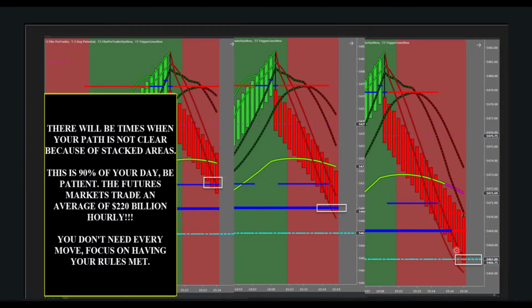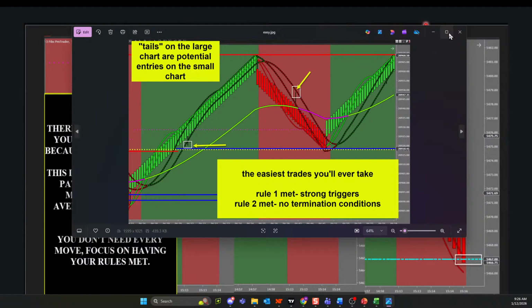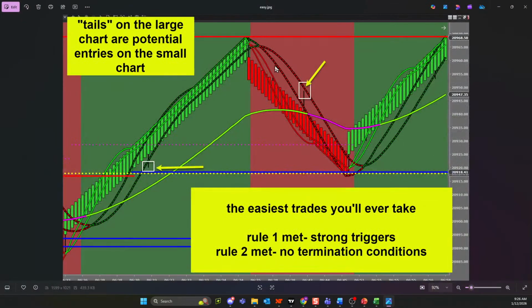So there will be times where you can't find a trade. You don't have to be the first one in. You don't have to be the last one out. Guys, we're going to give you the keys to the kingdom, the magic beans, the golden goose, whatever you want to call it. You will have the best plan to take the easiest trades. The easiest trades have momentum and a clear path and a pullback to an area inside of triggers. Guys, we're going to pinpoint where these tails are likely to come from.